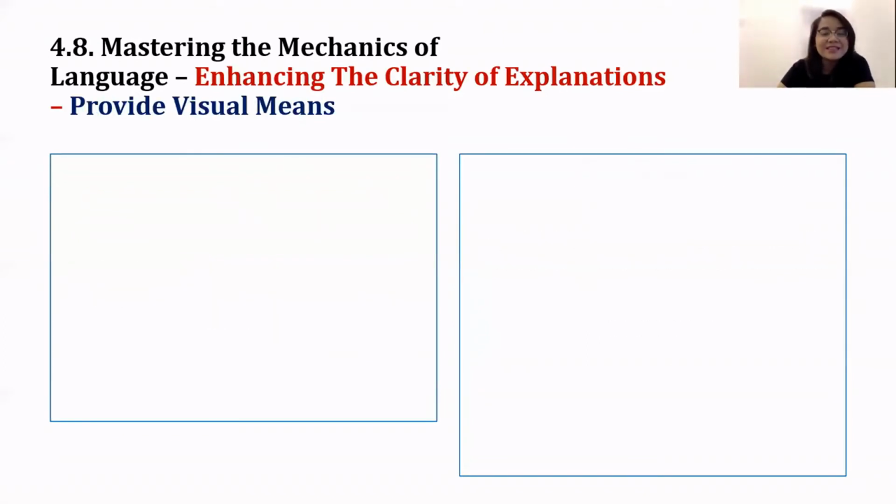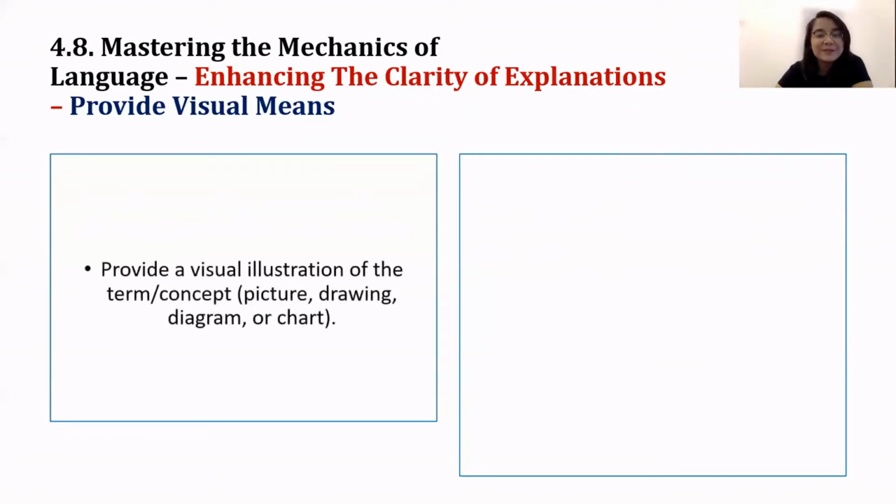Okay, moving on next. We can enhance the clarity of explanations by providing visual means. Provide a visual illustration of the term or concept, like a picture or drawing or diagram or chart. I know it will be challenging, especially for me, the one that cannot draw. If I try to draw, it will result in a very bad drawing. So I don't think I will use this suggestion or trick because I myself cannot draw.